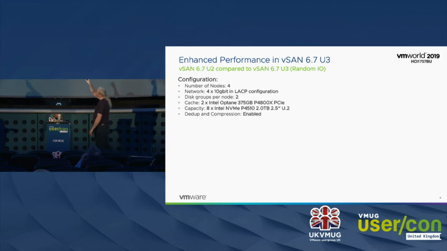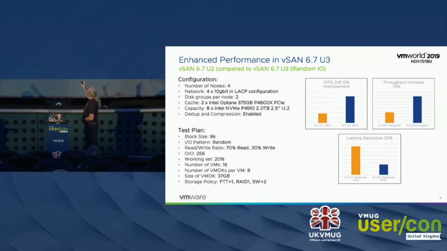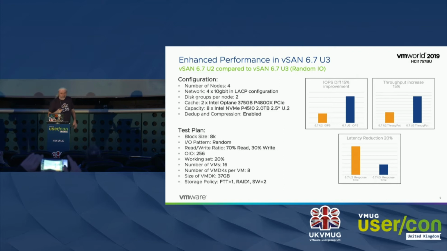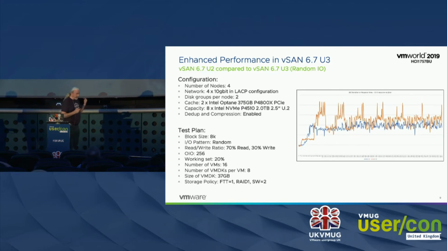With that in mind, you can see he had a pretty beefy setup here with NVMe devices and so on to do this testing. This is the first test he ran. It's basically random I/O. You can see the various details about the workload. I'm not going to go into it in too much detail. What is interesting, though, are the results. Here you can see the IOPS and throughput performance improvement with dedupe and compression enabled on vSAN with random I/O workloads. We got a 15% increase in performance from a throughput and IOPS perspective, and the latency dropped by 20%.